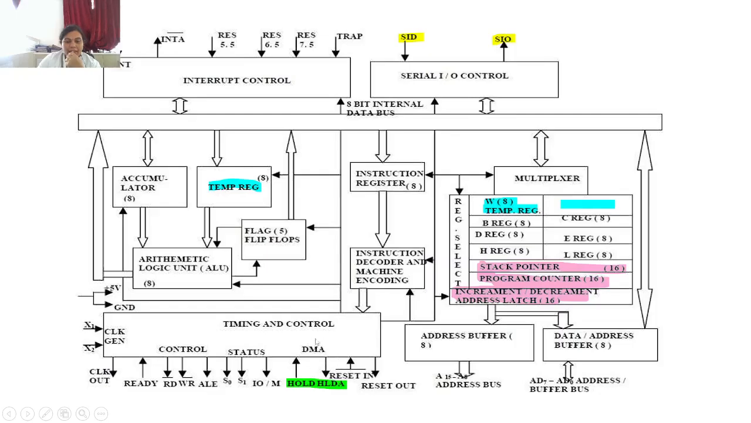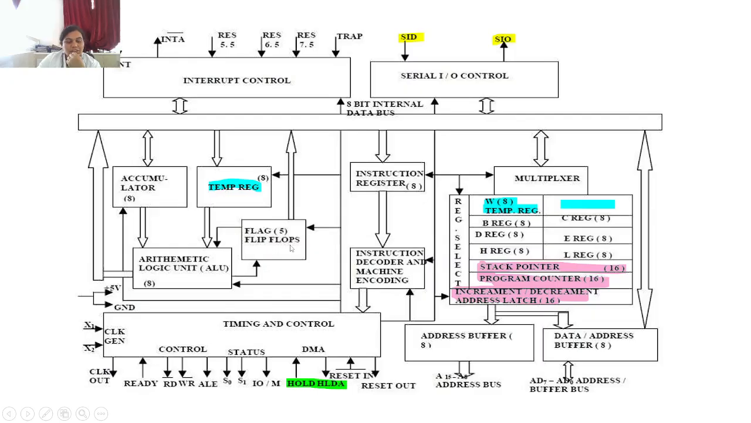For direct memory access, we are using 2 pins, HOLD and HLDA. Then the reset in and reset out pins are used to reset the processor. We are using one power supply, that is plus 5 volt, and the ground signal. So we send the results to the processor, that means the internal bus. We are also using flag flip-flops.